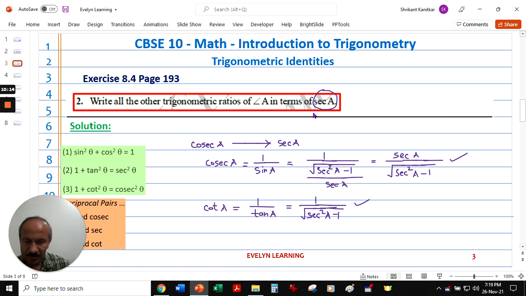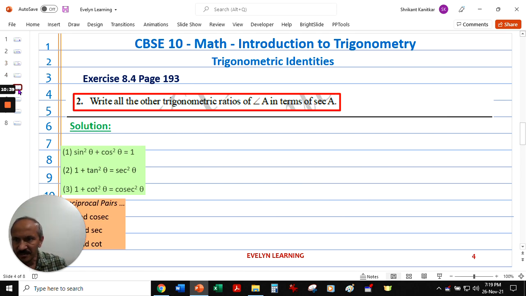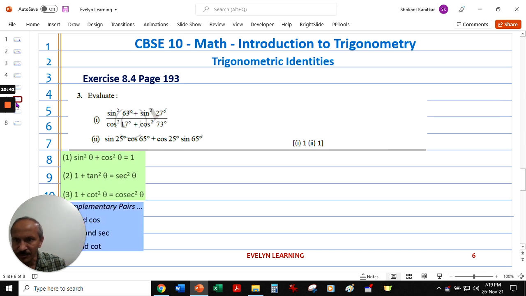And finally cot A. Now cot A again is the reciprocal of tan A. So you can just say cot A is equal to 1 upon tan A. I am going to use my tan A answer from here, which is root of secant square A minus 1. So this will be 1 over the whole square root of secant square A minus 1. So this is the final answer for cot A in terms of secant A.